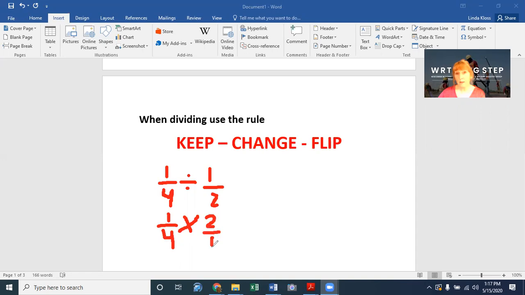Because remember, dividing is the same as multiplying by the reciprocal. So then I would solve it just like I do with multiplication. 1/4 times 2 over 1 is going to give me 2/4, or if I was to reduce it, that would give me 1/2. So 1/4 divided by 1/2 is 1/2. Okay, so let's go and give the packet a try and see how this works.